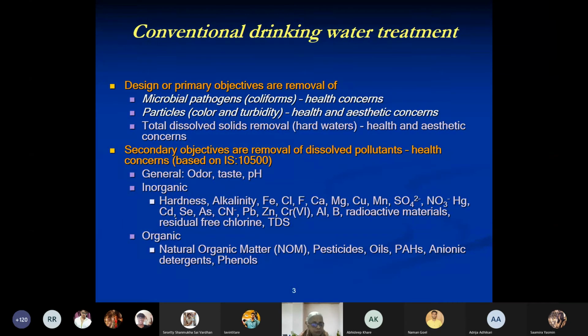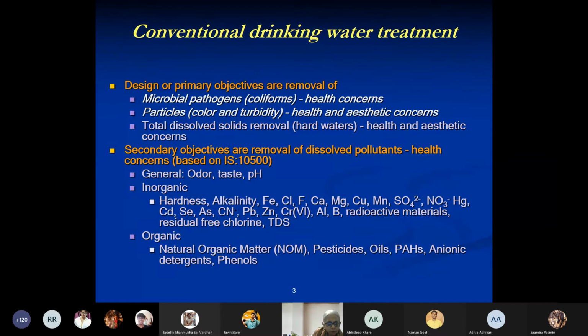Okay. Then we come to what is called conventional drinking water treatment. There are two levels of treatment. One is conventional and the other is non-conventional or advanced drinking water treatment. For the purposes of this class, I'm just going to focus on conventional drinking water treatment. Advanced topics, we don't have the time to cover them. You can ask me questions specifically, but other than that, we're not going to do anything with that.